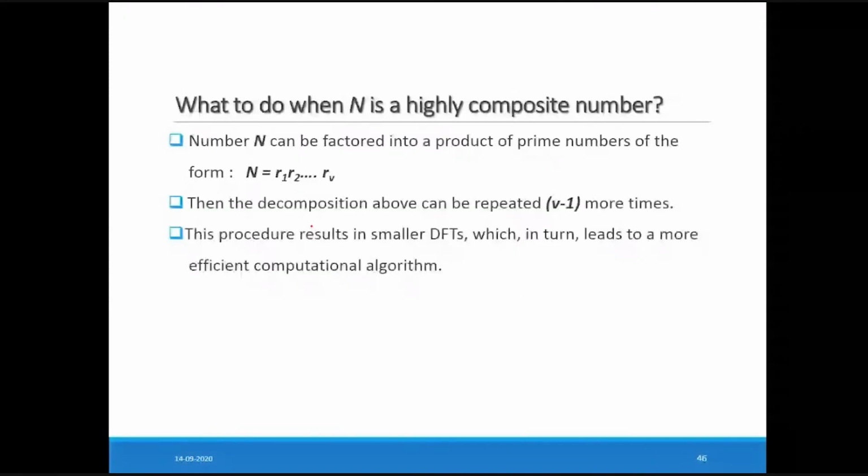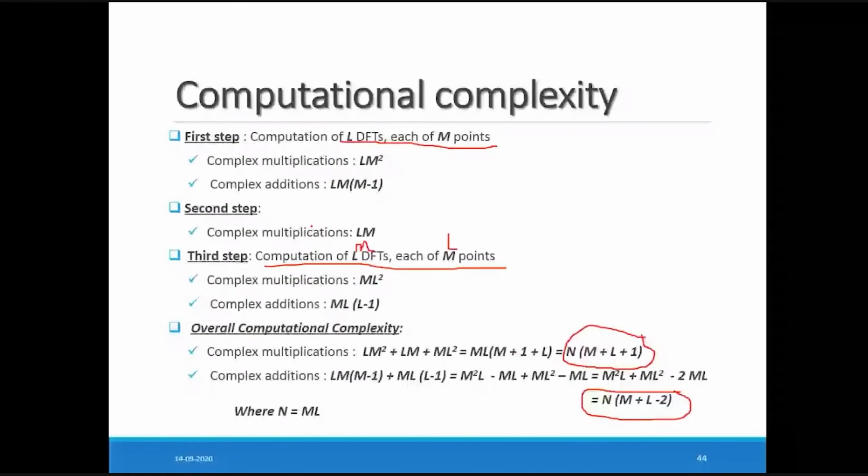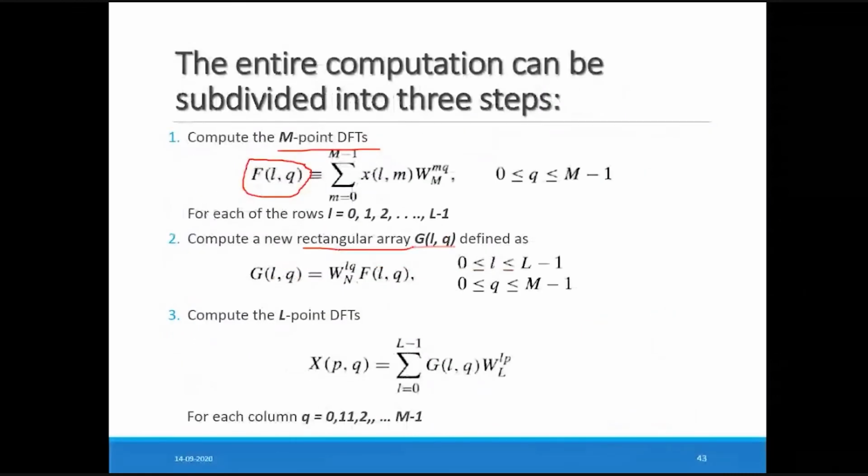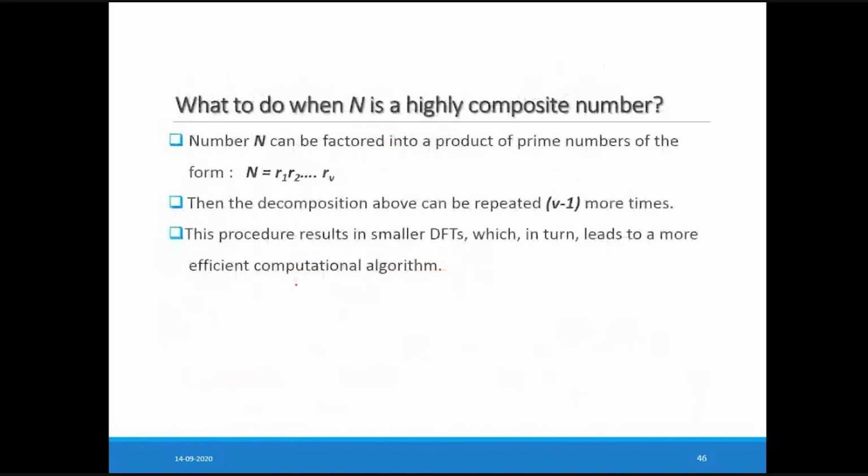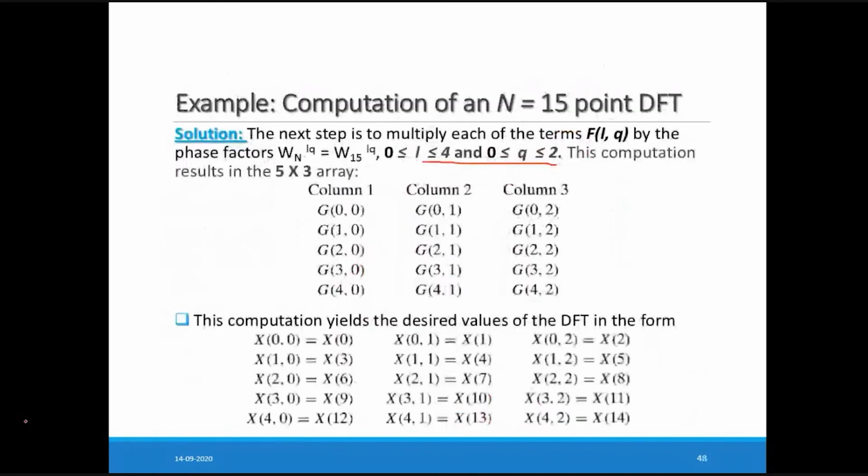In this equation, we get the new rectangular array G(l, q) by multiplying this twiddle factor with the previously calculated M-point DFT. It will give you G(l, q), so we are getting G(l, q), from G(0,0) to G(4,2).